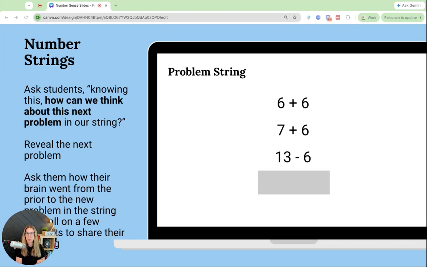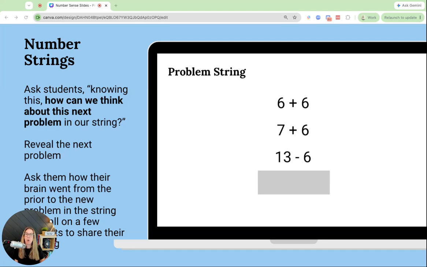And then you just keep showing them another string. Ask students again, knowing that 7 plus 6 is 13, how can we think about this next problem in our string? And then you reveal the next problem, which is 13 minus 6. This is helping solidify those fact families, right? So if 7 plus 6 is 13, then 13 minus 6 has to be 7.